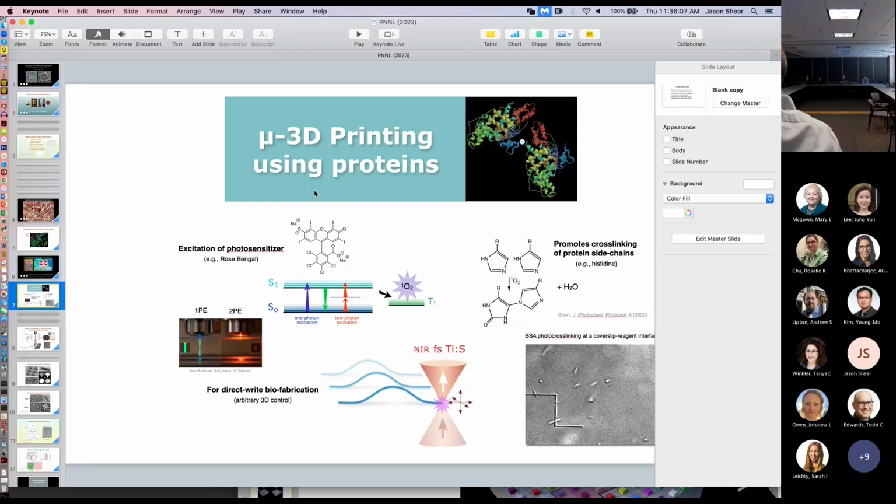Sort of molecules that we use to promote this process are going to be large organic chromophores. So something like rose bengal is a very efficient 2-photon absorber and subsequent singlet oxygen producer. So any proteins that are in proximity to the singlet oxygen can undergo this process.